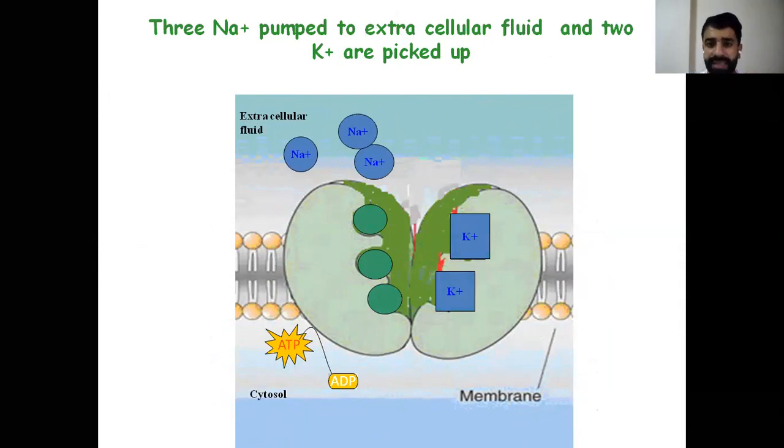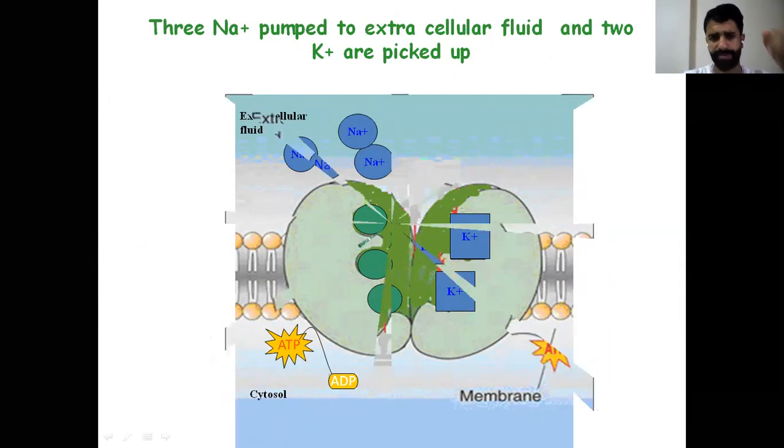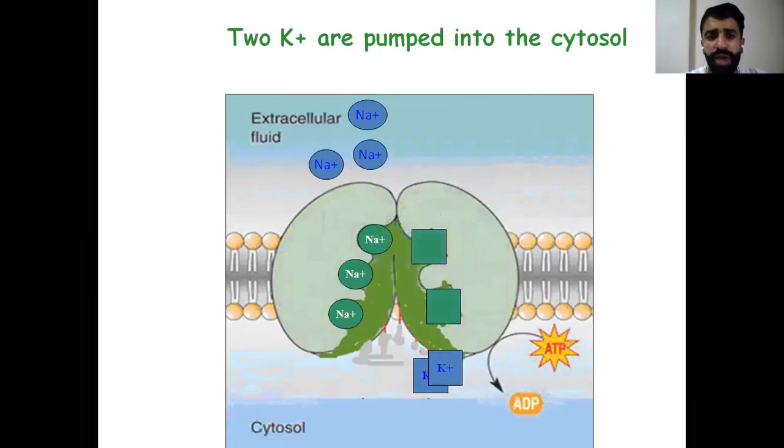So 3 Na+ are pumped to the extracellular fluid, and 2 K+ are picked up, meaning that we lost one positive charge. We have 2 entering and 3 going outside, so we lost one positive charge. Okay? ATP, adenosine triphosphate, is the source of energy. So 2 K+ are pumped into the cytosol.